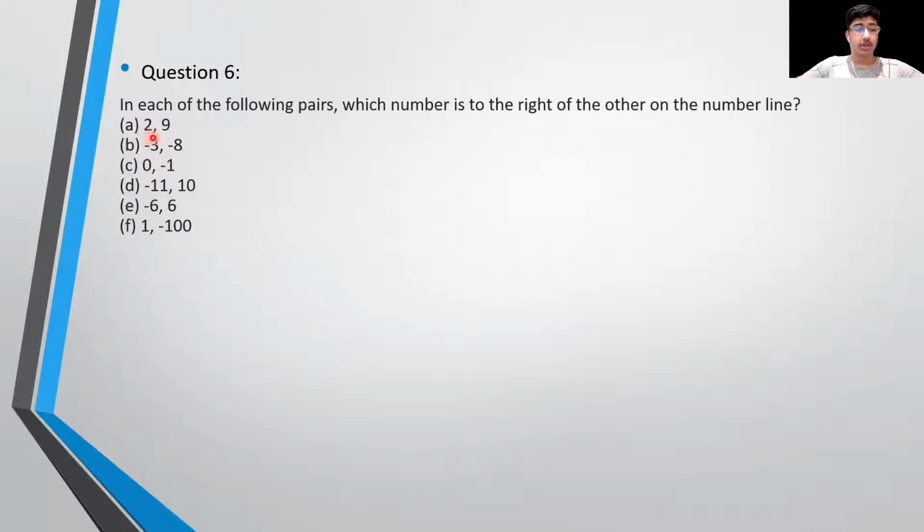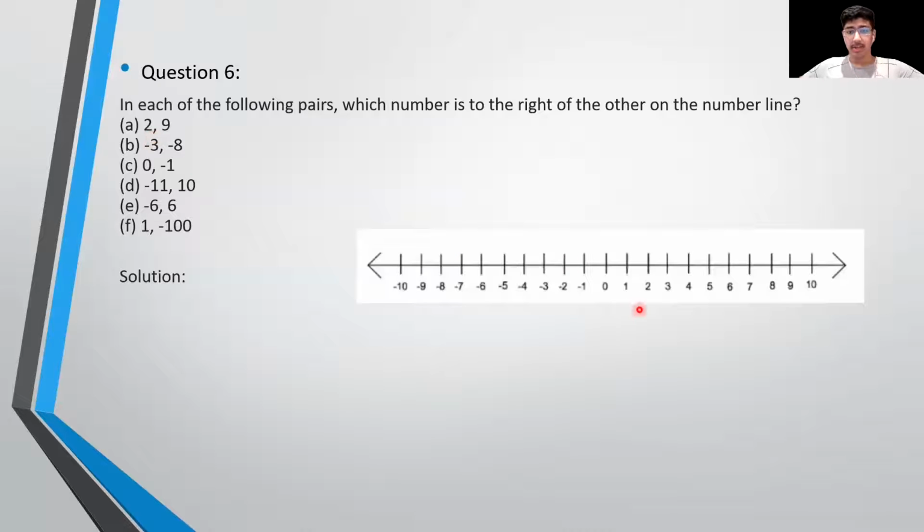A, 2, 9. So on a number line, 2 is over here, right? And 9 is over here. So from 2's perspective, 9 is to the right of 2. But from 9's perspective, 2 is to the left of 9. So here they are asking which number is to the right of the other. So the answer would be 9 is to the right of 2.